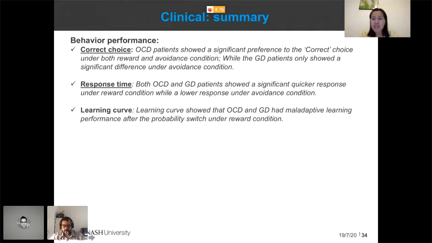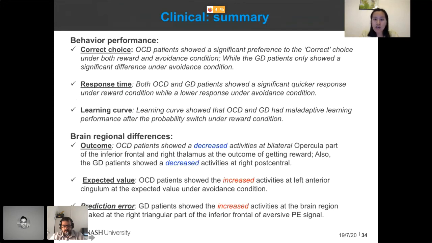Both OCD and gambling disorder patients showed a significantly quicker response under the reward condition, while a slower response under the avoidance condition. Learning curves show that OCD and GD had maladaptive learning performance after the problem switch under the reward condition.